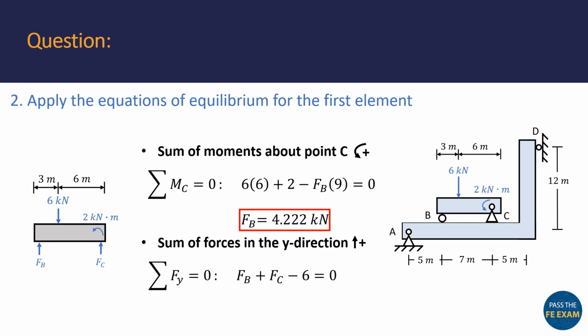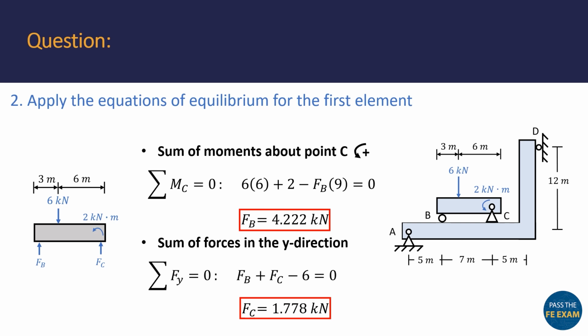We can now do a force balance in the y direction to find force FC as the only unknown. By taking upwards as the positive direction, we find that forces FB and FC act in the positive direction, while the known 6 kilonewton force acts in the negative direction, meaning we need to subtract it from our equation. The sum of these forces all equals 0, and by substituting force FB as 4.222 kilonewton, we find force FC to be equal to 1.778 kilonewton.